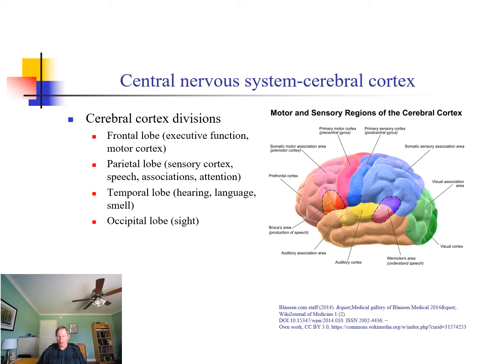The temporal lobes are concerned with things such as language and smell and hearing. And in the very posterior, in the back, the occipital lobe is concerned with sight. Now these all house the neurons, the cell bodies. The white matter or the myelinated axons will actually go deep within these structures, and we'll see that in a few minutes.